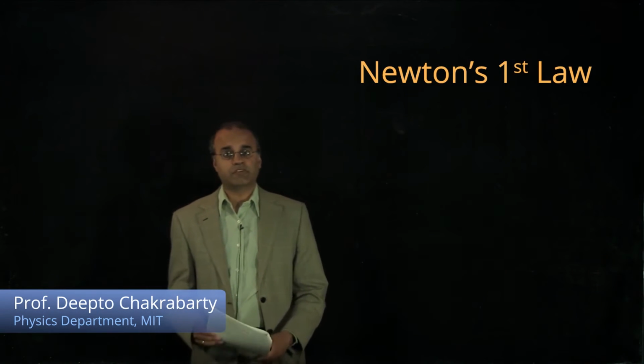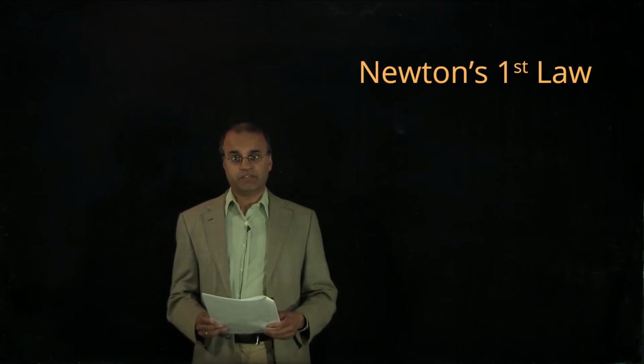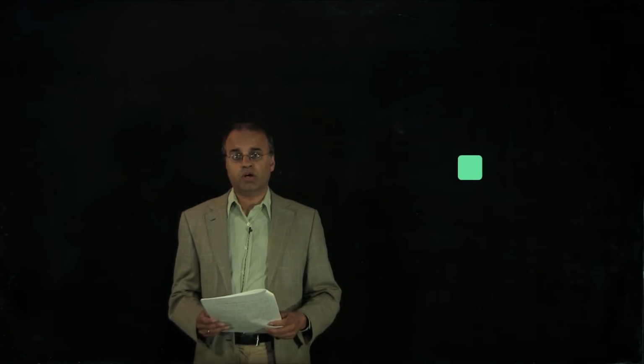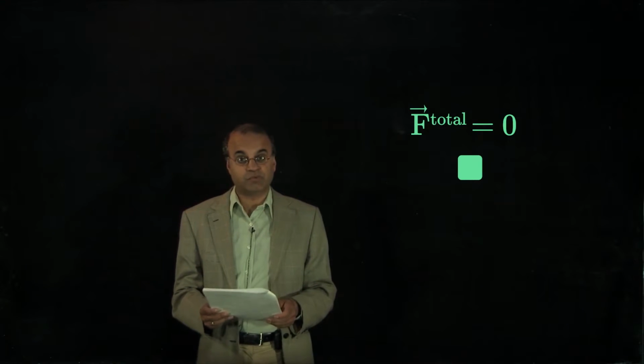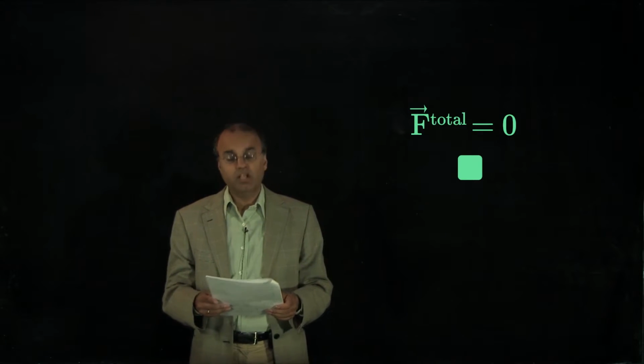Newton's first law tells us about the motion of isolated bodies. By an isolated body, we mean one on which the net force is zero, one that's isolated from all interactions to as great a degree as possible. Newton's first law states that an isolated body moves in a straight line at constant velocity and will continue to do so as long as it remains undisturbed.